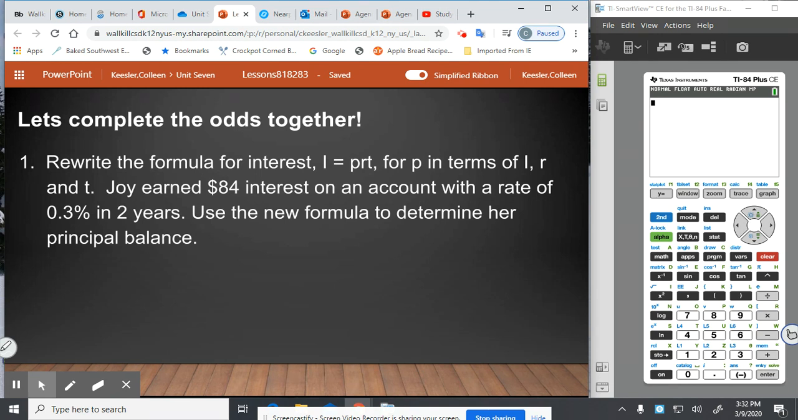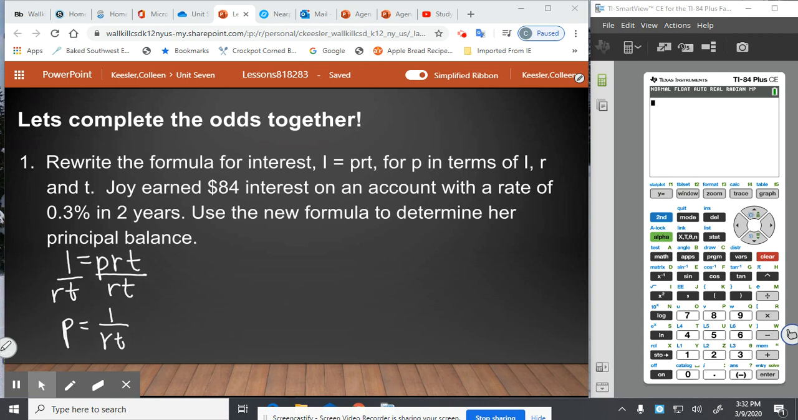Okay, so we're rewriting for P, so we have I equals PRT. We want to get P by itself, and this is all being multiplied, so we're going to divide by RT. So P equals I over RT. And now we're going to use that formula.